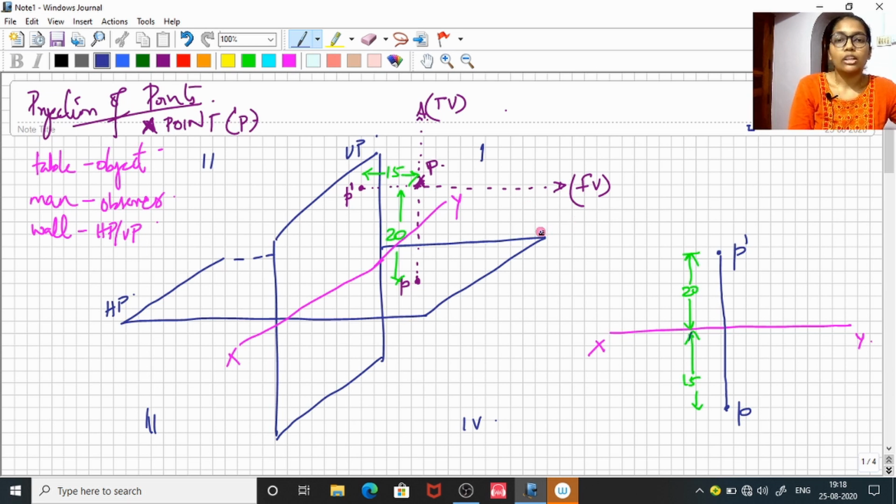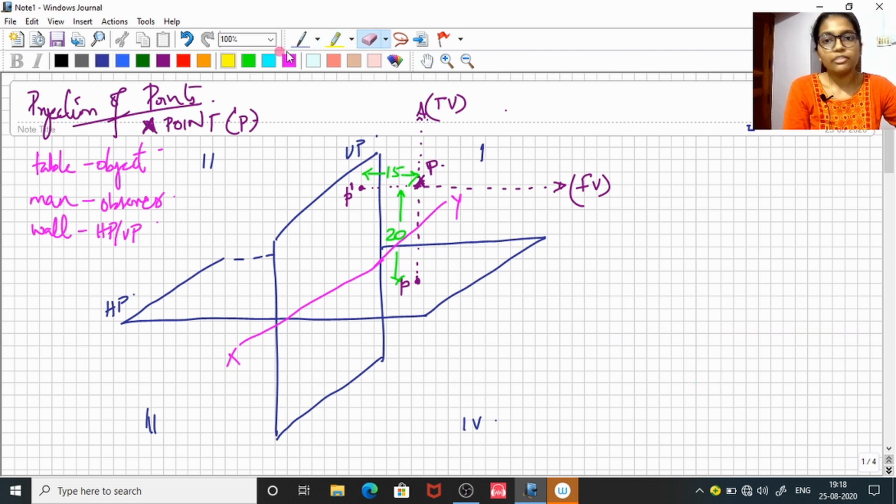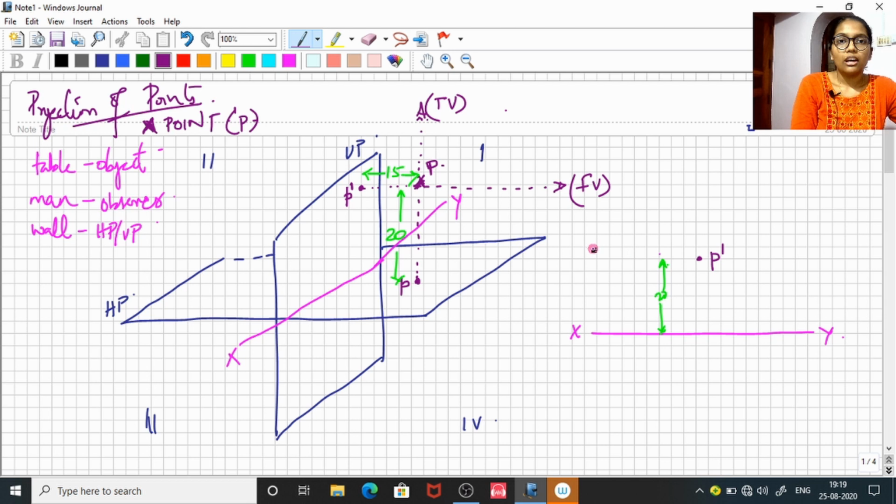So I will give you one alternative. That is, first of all, you should draw your XY line and you should mark your front view. Front view is easy because the observer needs to stand in one position only. Let him stand. So while viewing from here, he can see that the point is 20 mm above the HP, isn't it? So it is 20 mm above HP and you can mark there as P dash. This is the same, but having your top view is somewhat difficult.